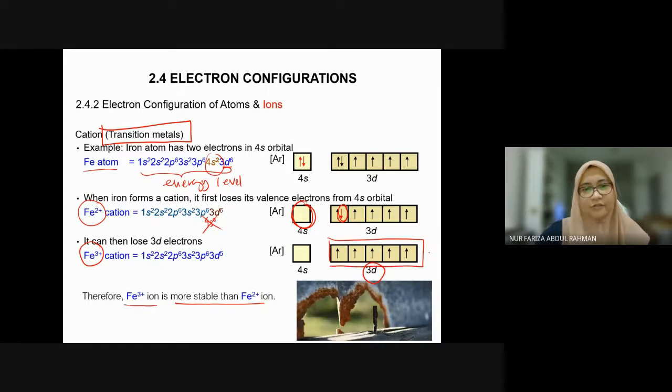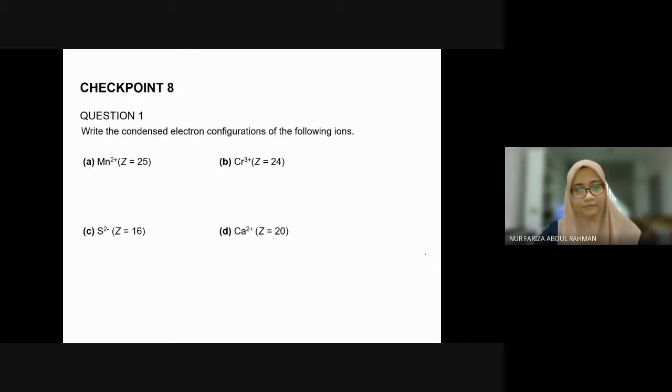Okay, so faham ya? Maksudnya especially for the d orbital, for the transition metal, it needs to be removed from the 4s, from the s orbital first, then only the d orbital. Okay, alright, boleh try out for B and C guys. B and C, cuba try B and C.